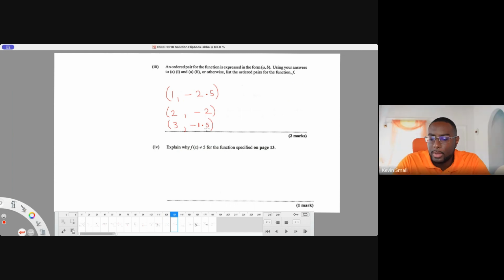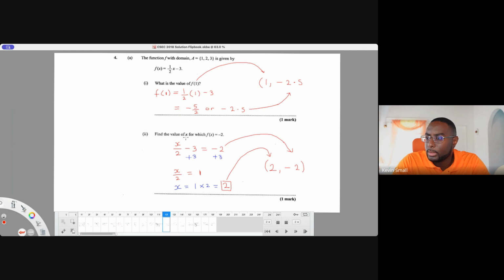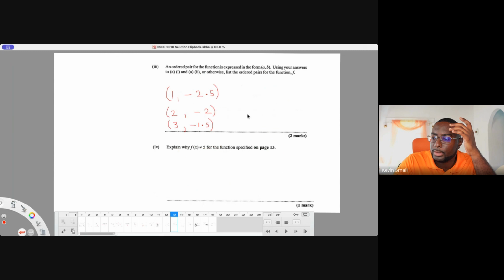What was the function again? Let's see. It's half times x minus 3. So let me go back. Half x minus 3. So let me write it here. f of x equals a half x minus 3.